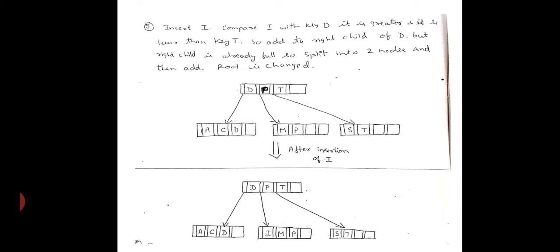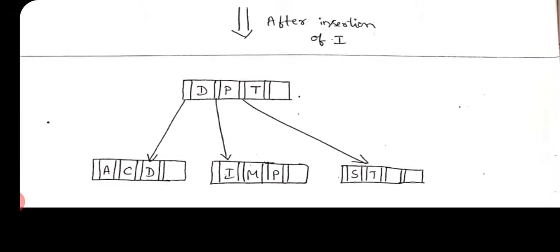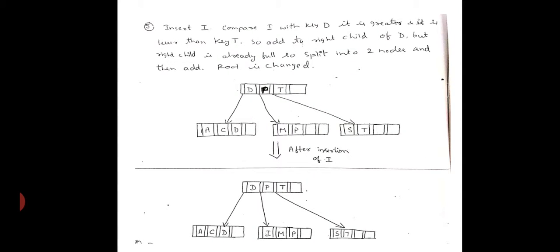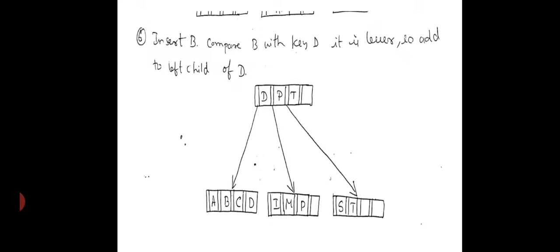So now insert the element I. Again compare here. I is greater than D and less than P. So you need to insert it at the right child of D and left child of P. This is the tree after inserting I. So D, P, T is the root key. These are the three nodes, and these are the child nodes that contain the key elements.